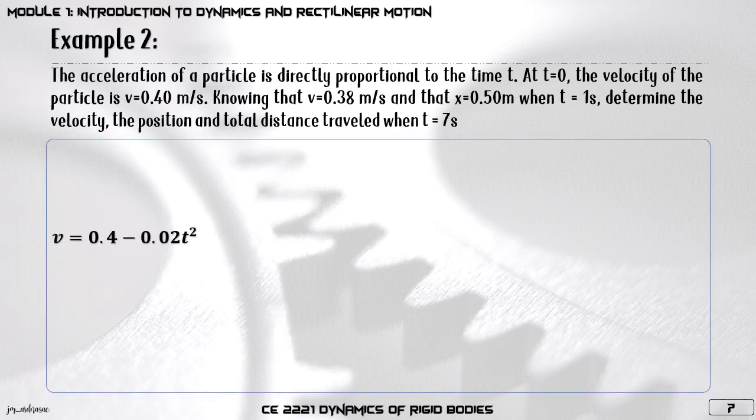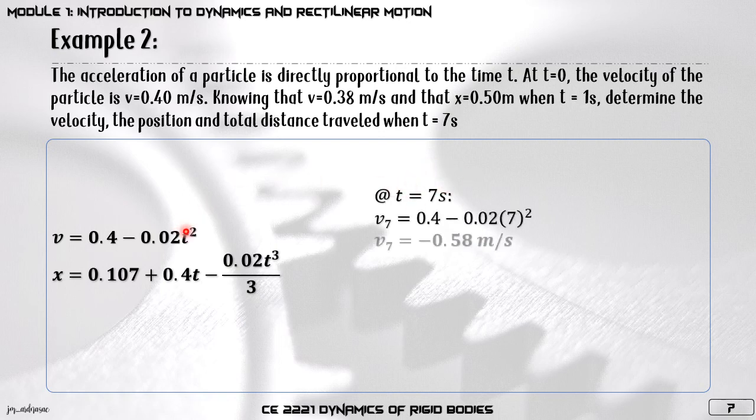So we have computed or derived the equations for velocity and the position. So we can now solve for their values when time is equal to 7 seconds. So we'll just simply substitute 7 seconds in our equation of velocity. So that will now give us a value of negative 0.58 meters per second. And the same, we substitute 7 seconds to the equation of the position. So we'll arrive at x at 7 seconds is equal to 0.620 meters.